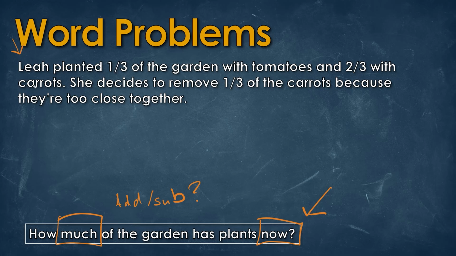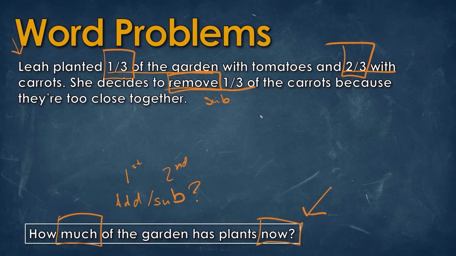It says, Leah planted 1/3 of the garden with tomatoes and 2/3 with carrots. She decides to remove 1/3 of the carrots because they're too close together. That word remove is going to tell us that we're going to be subtracting. But it looks like originally we want to see how much of the garden has been planted. So we're going to be doing both. The first thing we'll do is we'll add, and second we're going to be subtracting.